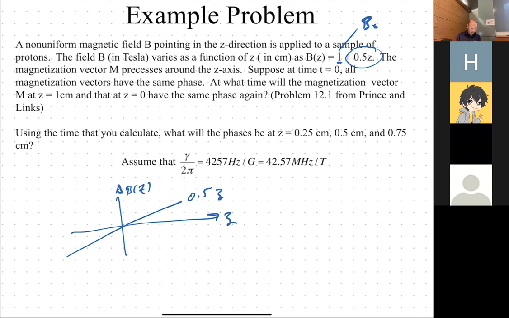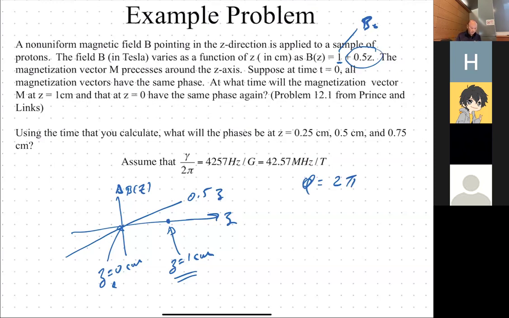And the question is, let's say I'm at z equals 0 centimeters, and I'm also looking at another location, z equals 1 centimeter. They are originally in phase, but they're going to get out of phase. How much time do I have to wait till they're back in phase again? We know that the relative rotation angle has to be 2 pi, right? How long does it take to go 2 pi radians, or one complete cycle?